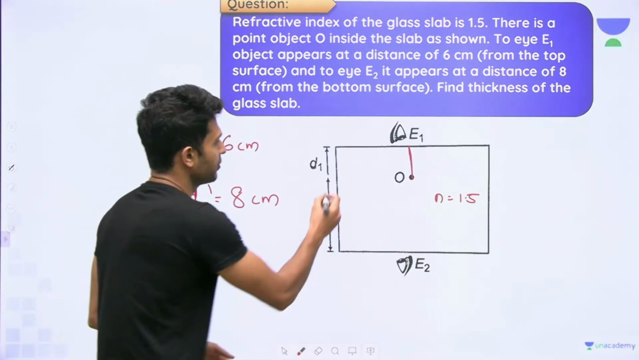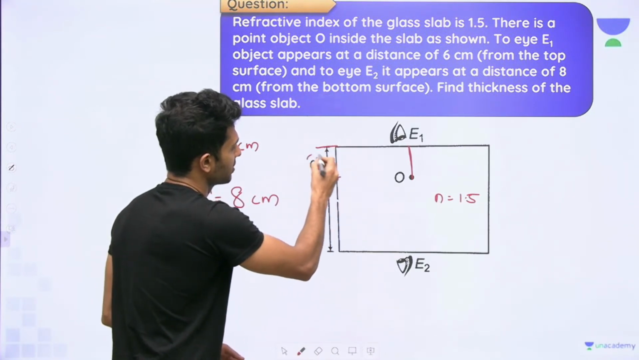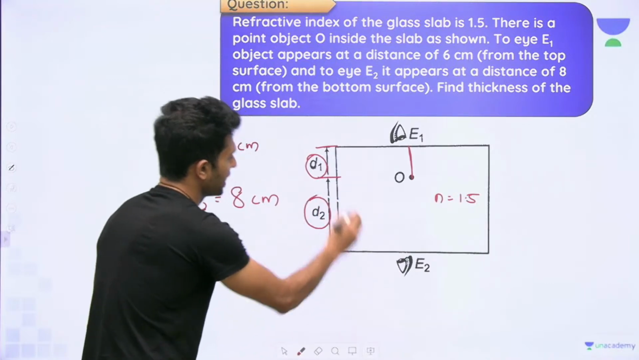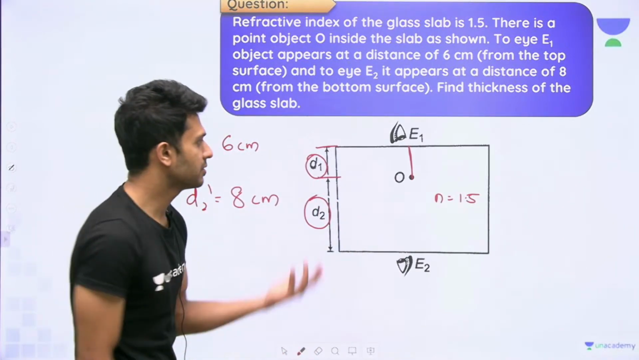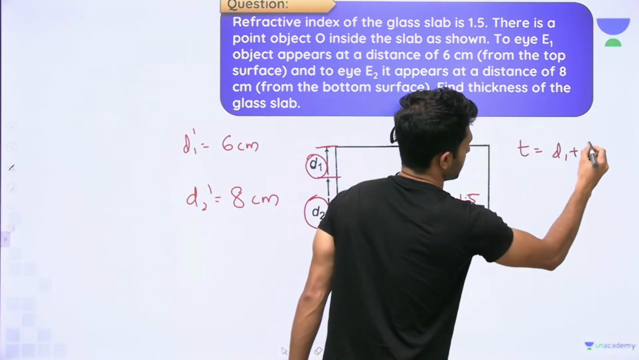You can see that in the figure, the actual distance from the top edge to the object is defined as D1, and from the bottom to the point O it is written as D2. If this is given, how can you find total thickness? That is D1 plus D2.